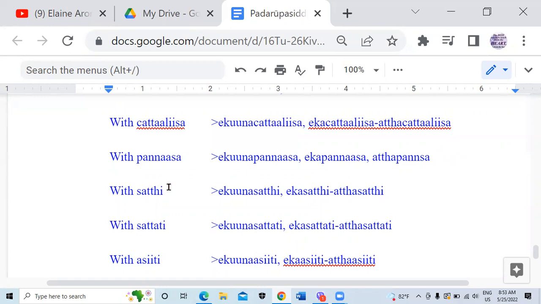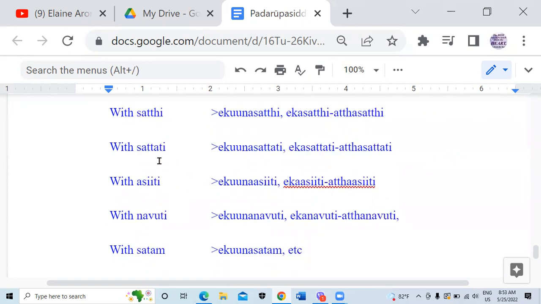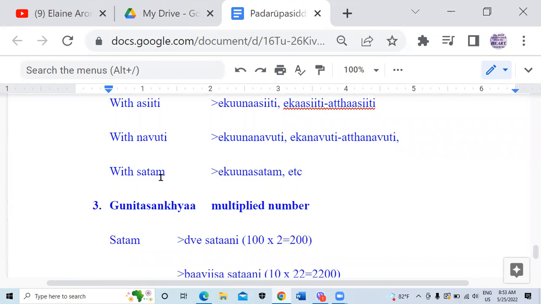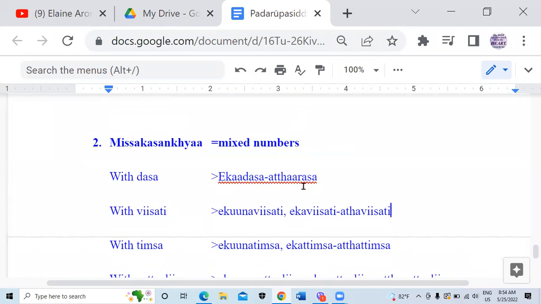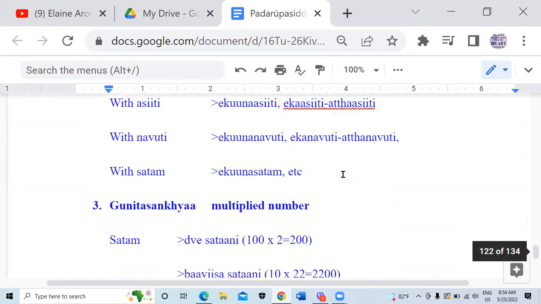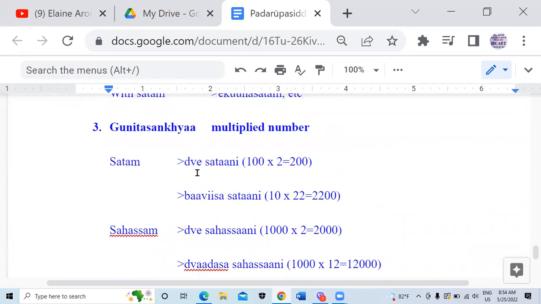And then Panyasa. Iguna Panyasa, Ega Panyasa up to Atta Panyasa, 58. Okay, Mishka Sankhya. And then 60, 70, 80, 90, with 90, Iguna with 90, etc. With Satan, Iguna Satan. Sasan also, Iga Sasan, etc. So these are all called Mishka Sankhya. Clear, right? And then Gunita Sankhya.